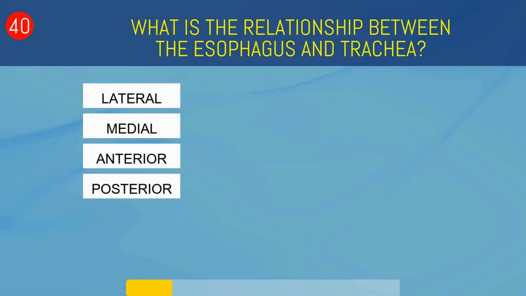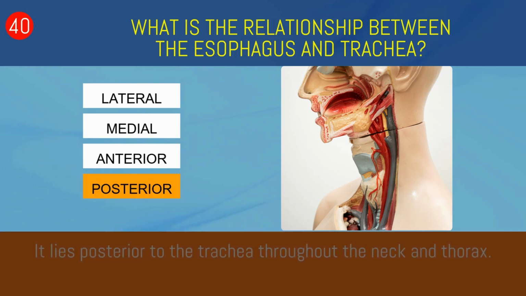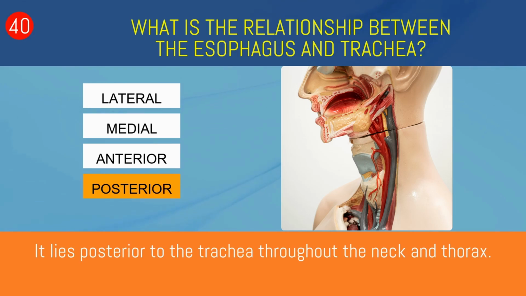What is the relationship between the esophagus and trachea? Lateral, medial, anterior, or posterior? Posterior. It lies posterior to the trachea throughout the neck and thorax.